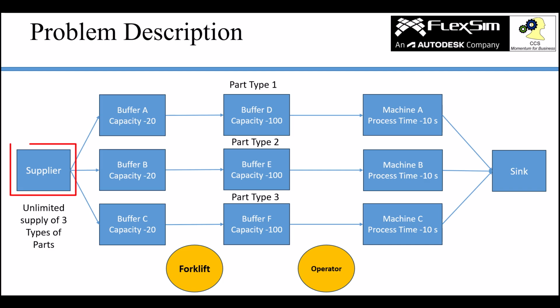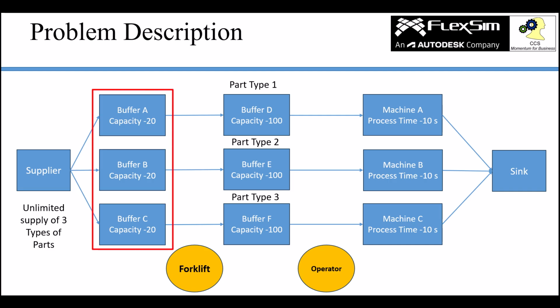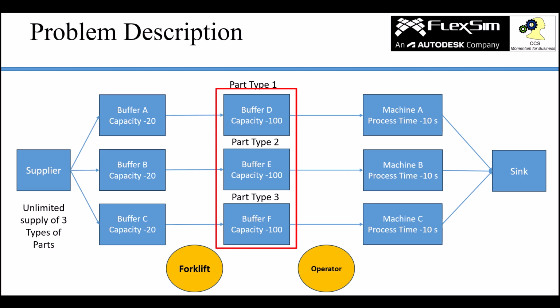A supplier provides three types of parts uniformly to a manufacturing plant. Assume there is an unlimited supply of parts. When the supplier supplies the parts, they are stored in storage areas A, B and C, each having a capacity of 20 units. The stored raw materials are then transferred to another set of storage areas D, E and F, each with a capacity of 100 units.